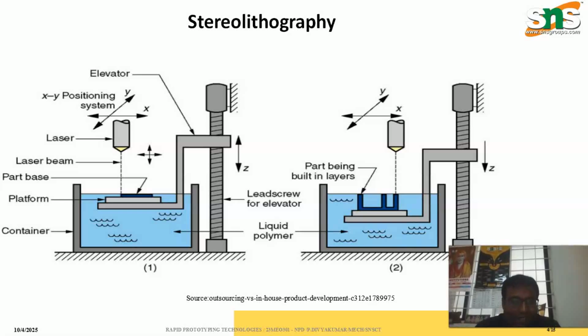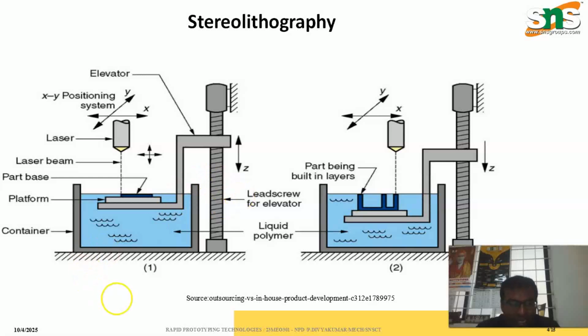The first one is the resin vat. This portion is known as the resin vat. Here it is the container. It is filled with the liquid photopolymer resin, which is sensitive to UV rays. It has a transparent bottom to allow the curing, and in this setup the resin should be stable and photosensitive.